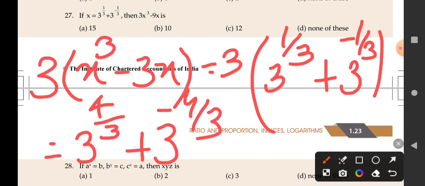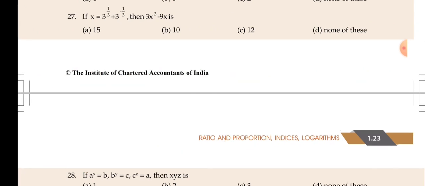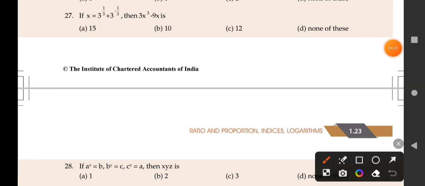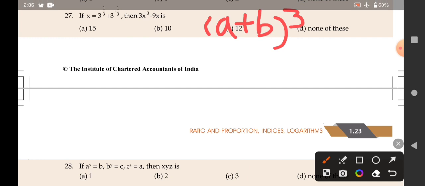Something is missing over here. Okay, let me solve it in the expanded form as well, so that you will understand this in a better way. However, we can solve it through the special formula as well. So, in the expanded form, what do we have? You have to make use of the a plus b whole cube formula.